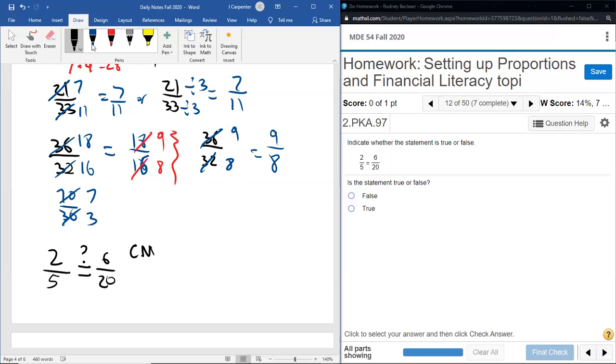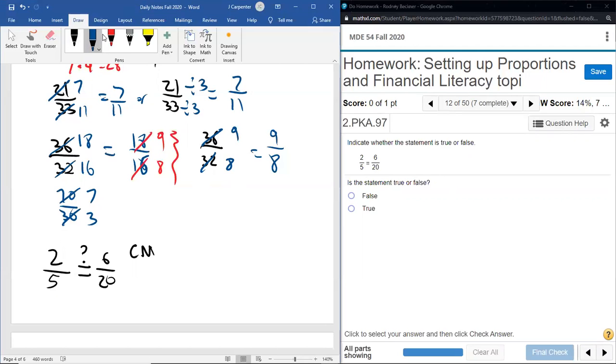So we've been doing a whole bunch of proportion solving in regular 154 for the past week and a half, technically, since we missed a class. So being specific, the last two classes. But all of those had a variable in one of these spots, and we were doing algebra and solving it. This doesn't have a variable. We're just cross-multiplying and seeing if we get the same number.